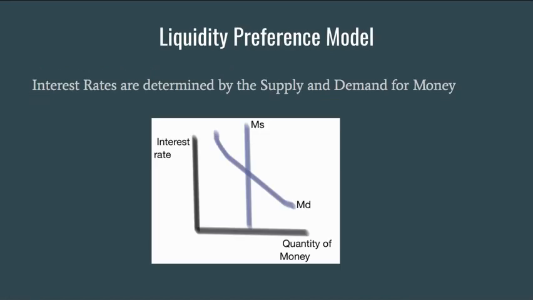So what you should have drawn is the interest rate on the y-axis and the quantity of money on the x-axis. And then money supply is just straight up and down, vertical, and then money demand is down sloping. And what you've just hopefully drawn is actually the liquidity preference model, which says that interest rates are determined by the supply and demand for money. So the intersection of those two lines tells us what the interest rate is.